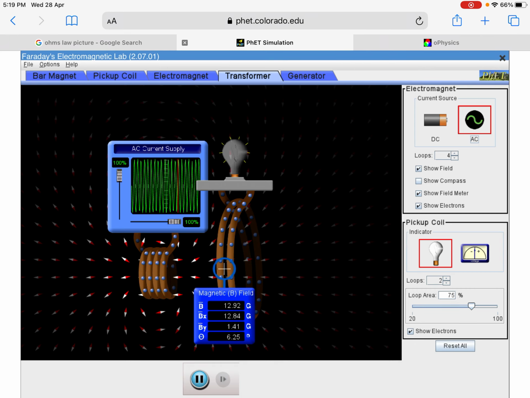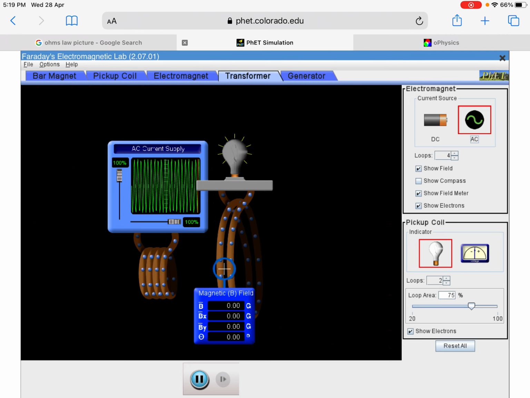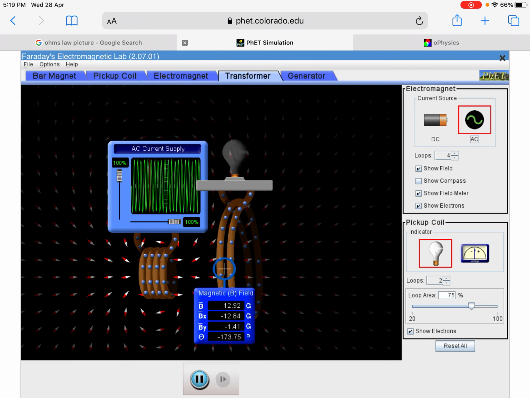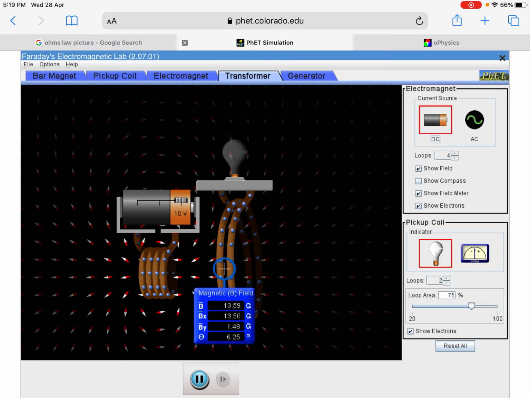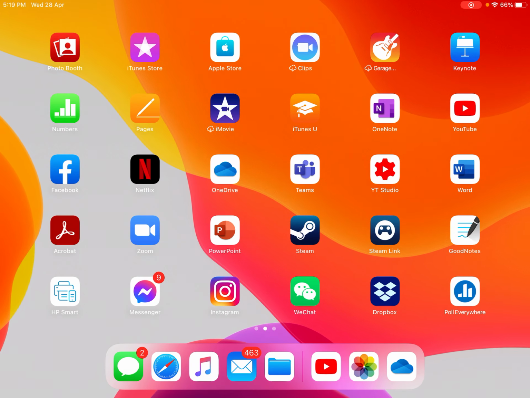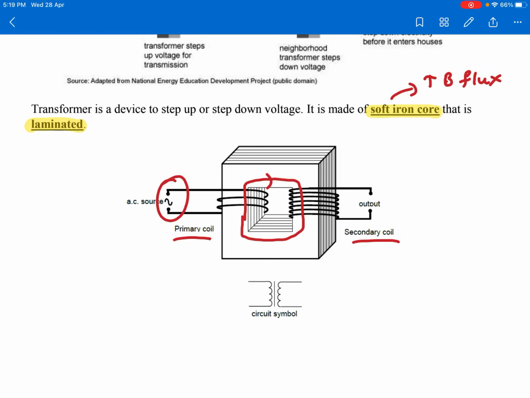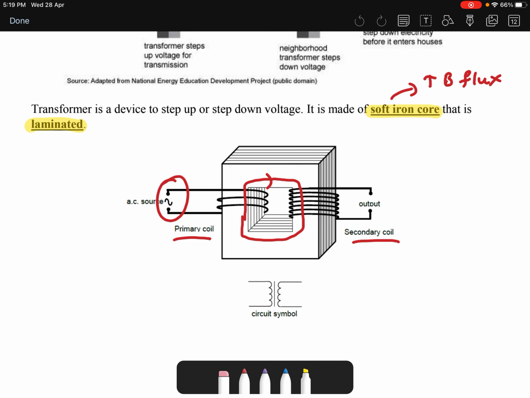You notice that the field meter that measures the magnetic field keeps on changing. But if you change your AC back to DC, the magnetic field is not zero, just that the magnetic field stays the same at 13.59. So this will not induce any current in the secondary coil. That's why it is very crucial that your transformer operates on AC.